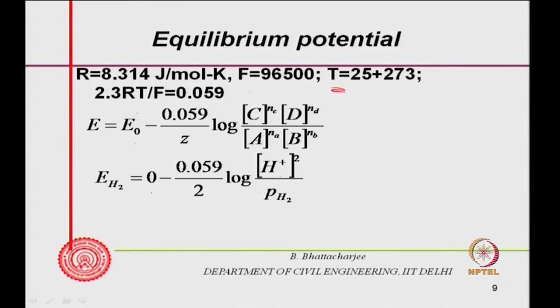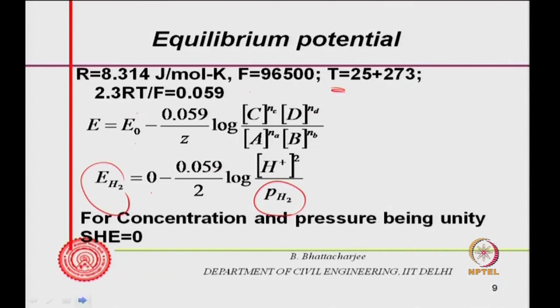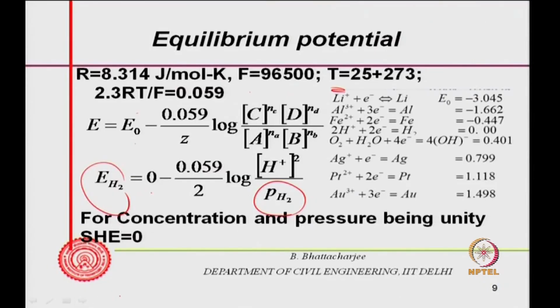And for any other hydrogen ion concentration, the electrode potential will be given by this, where this is the hydrogen ion concentration and this is the pressure, related to activity and all that. So, for concentration or pressure being unity, this will be 0. For various other reactions, these values are available.